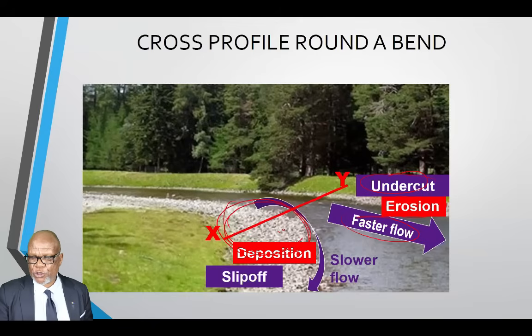Because water is flowing slower, so there's a lot of deposition. And what is the name of the inside of the slope? It's called the slip-off slope. That is where material is slipping off, and it is deposited there.